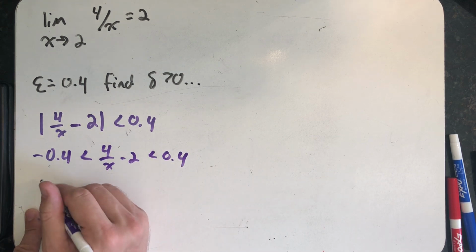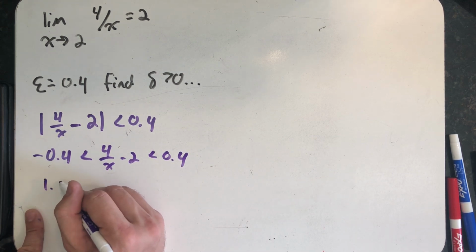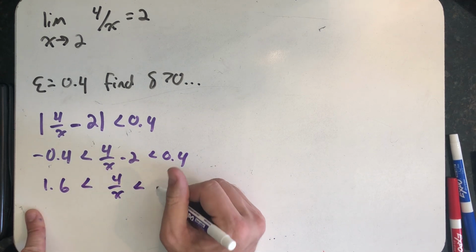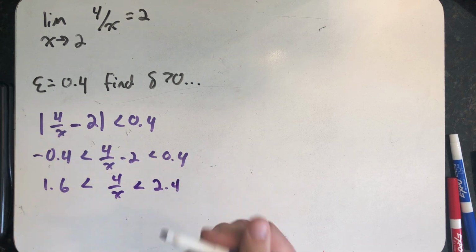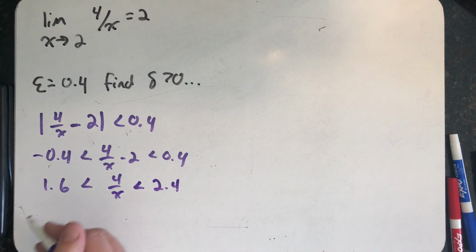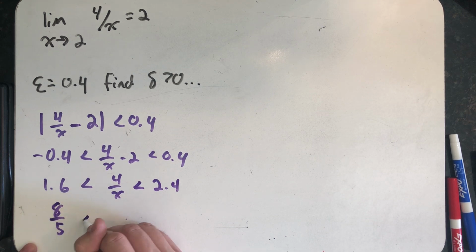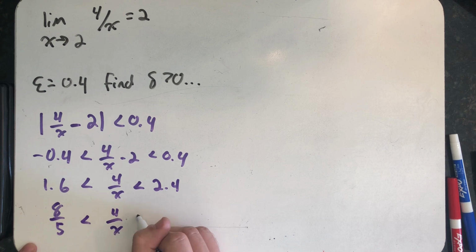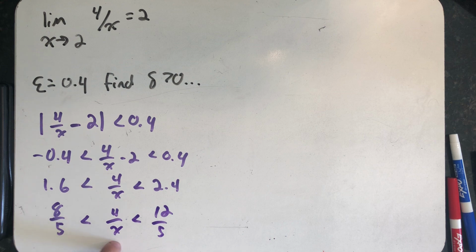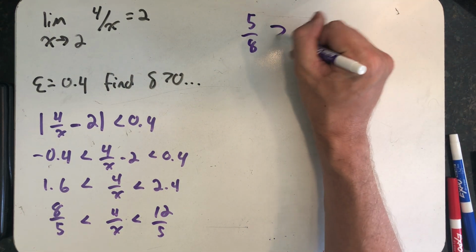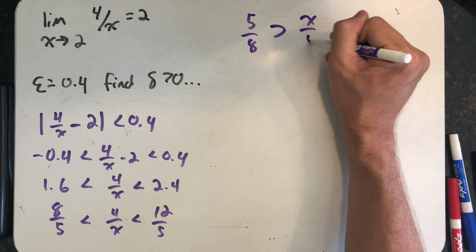Can add 2 to everything. And to work with this inequality, what I want to do now is use a fraction trick to help me out. So I'm going to write this as fractions on both sides instead of decimals. 1.6 is 8/5. 2.4 is 12/5. And what I remember is that if I take the reciprocal of all of my fractions, the inequality is still true, just in the reverse order. I flip the inequality symbols.